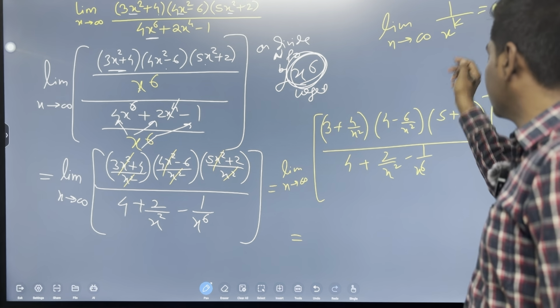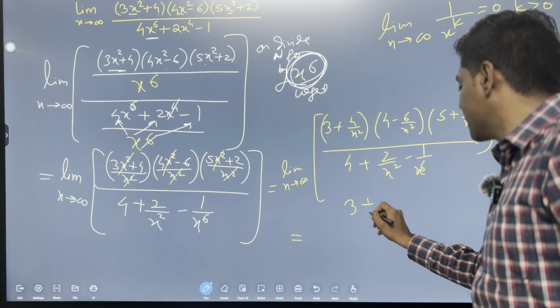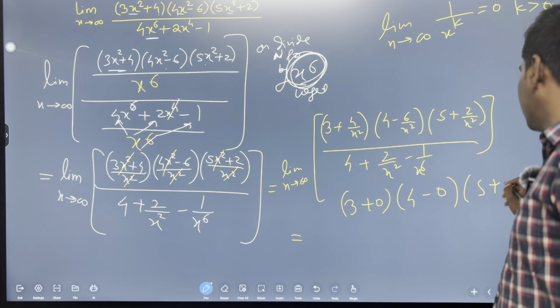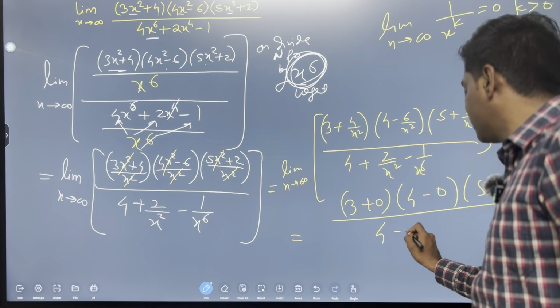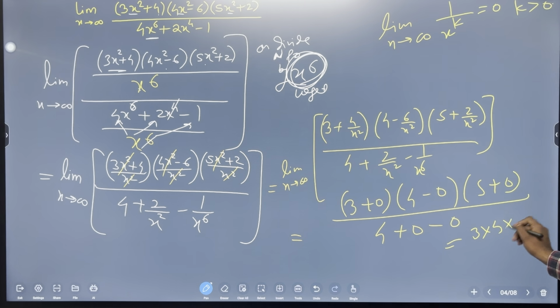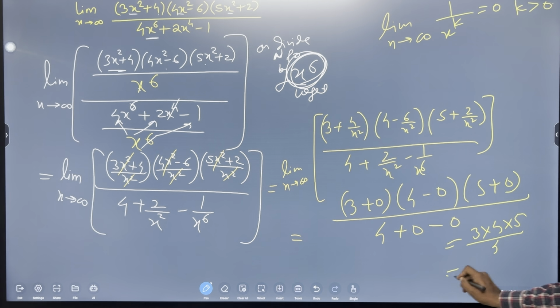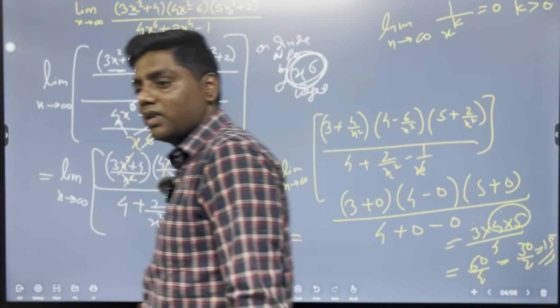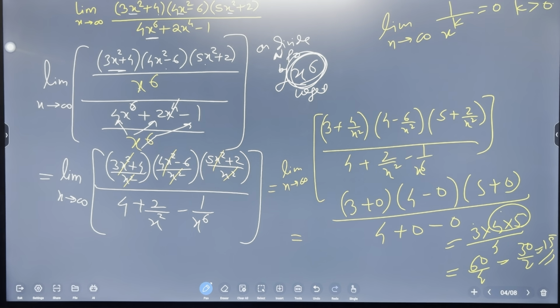So after applying the limits to each, we get 3 plus 0, then 4 minus 0, then 5 plus 0 divided by 4 plus 0 minus 0. So that is 3 times 4 times 5 divided by 4. 4 fives are 20, 3 twenties are 60, 60 by 4, so that is 30 divided by 2, that is 15. So we get the final answer. So take a screenshot of the example, the last one.